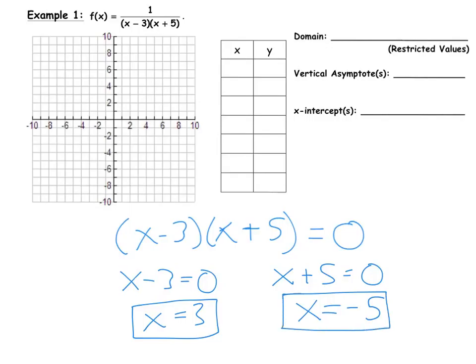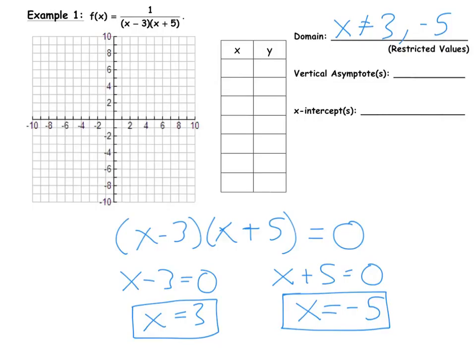And so on the top right, when it asks for the domain, we're going to say that x cannot equal those two numbers. Because if x is 3, as we clearly showed down here, if we plug a 3 in, this whole thing becomes 0, and then my denominator is 0, and again, end of the world happens. So x cannot be 3, x cannot be negative 5.